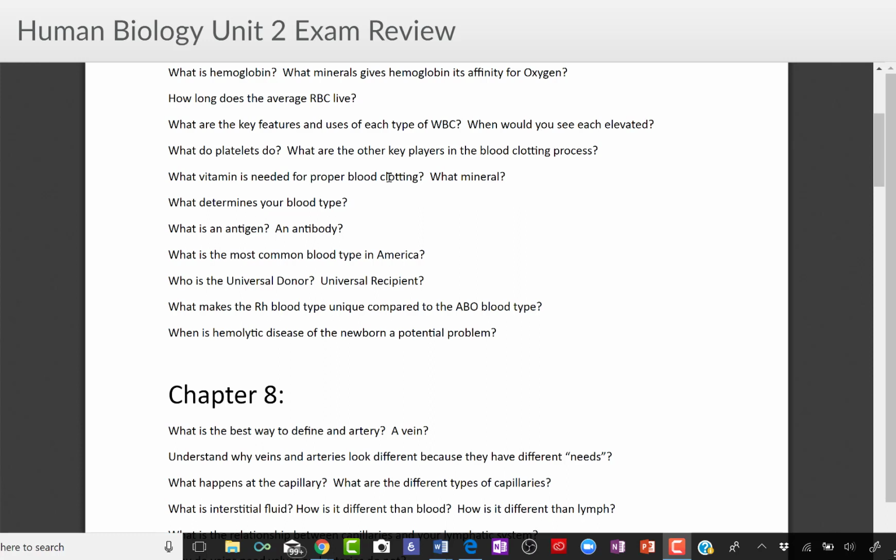What do platelets do, and what are the other key players in the blood clotting process?